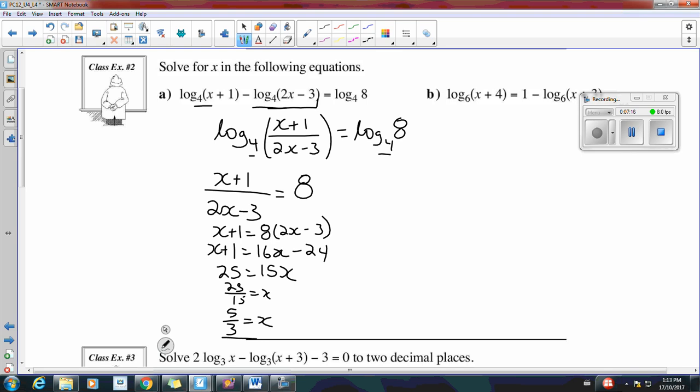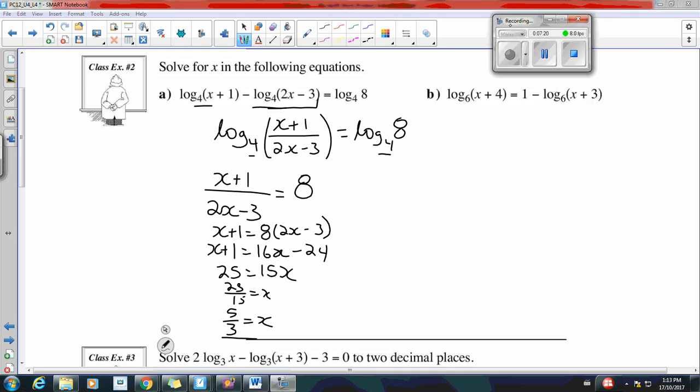Okay, B, we have log base 6 of x plus 4 equals 1 minus log base 6 of x plus 1. So this one's a little bit different. One way we can do this is first to bring our logarithms together. You notice how 1 is not in a logarithm here, so we can't rewrite this using logarithms of the same base. We can bring our logarithms together.